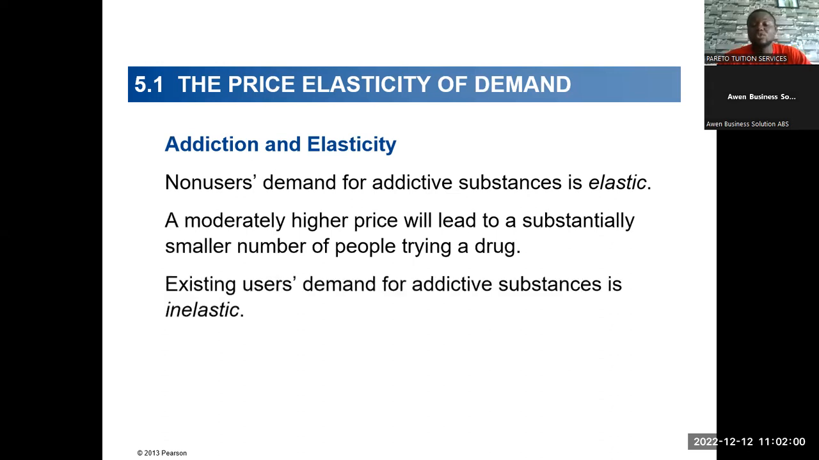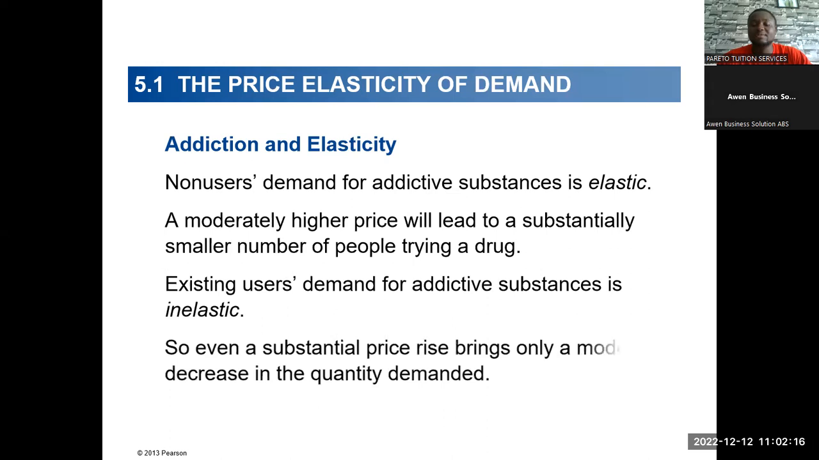But for existing users, demand is inelastic. If someone is a junkie, the person is always on drugs. It doesn't matter. If you increase the price of the addictive substance, even if the person will have to kill someone and get money to go and buy it, they will do it. Because their demand for that good is very, very inelastic. So they will still have to go. Even if you increase the price, the reduction in their quantity demanded will be very small. But for non-users, we won't even venture.